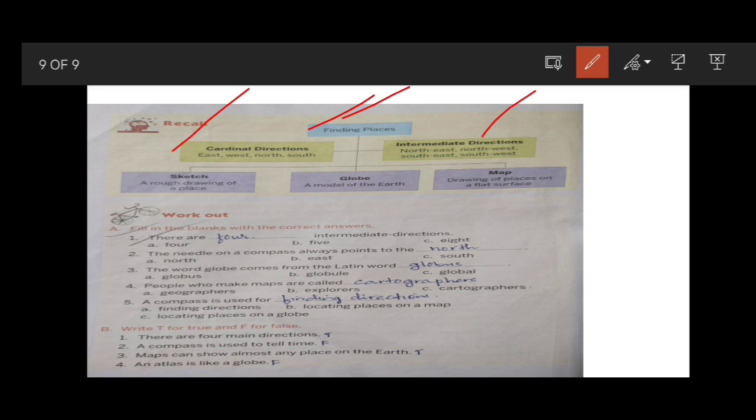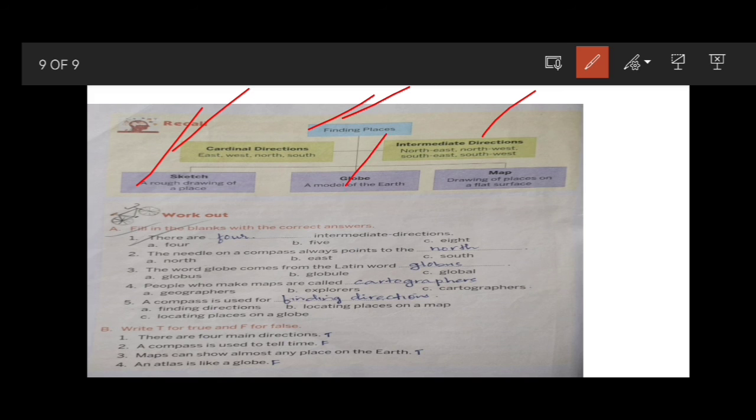And what do you mean by sketch? Also, to find out the direction of a particular place, we can use a sketch. A sketch is a rough drawing of a place. Roughly, we can draw and show the direction of a particular place.